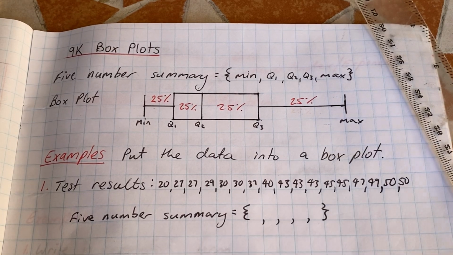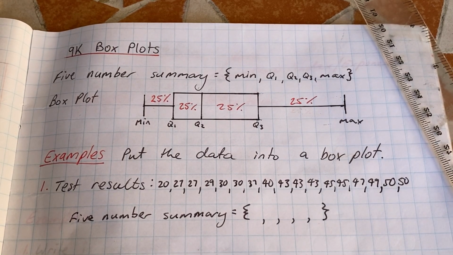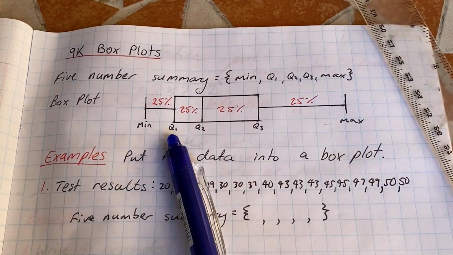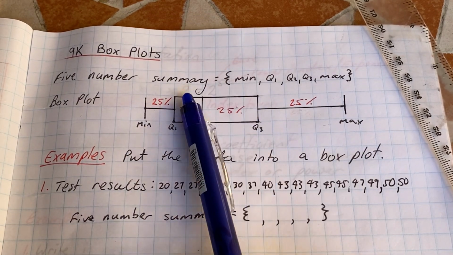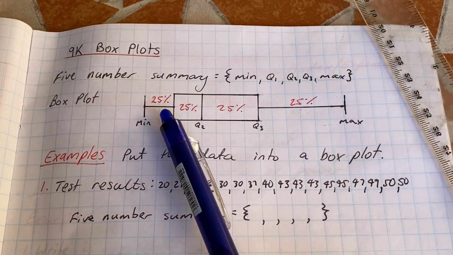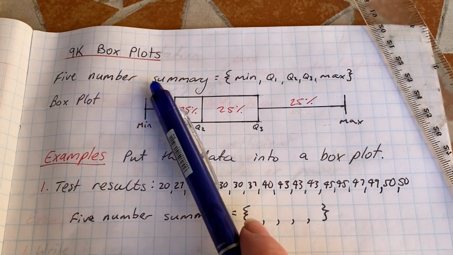Exercise 9K is about box plots. These are also called box and whisker plots. You can see one right here. So these are the whiskers and this is the box. So a box plot graphs the 5-number summary.